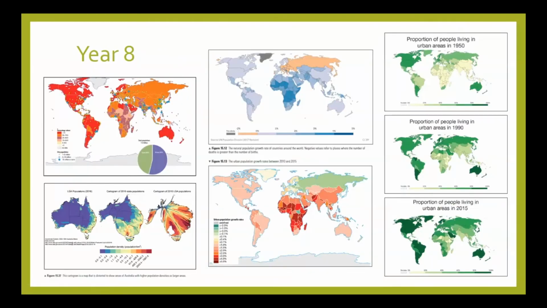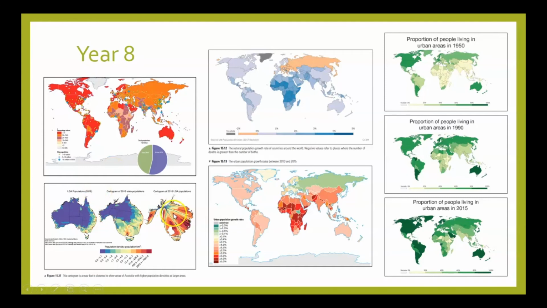Some other types of data that Year 8s might see are things like, here we've got a choropleth map of the urban population, and overlaid onto that is the size of cities. So students can see not only which areas have the highest urban population, but also whether that urban population is confined to large cities such as megacities, or just spread more evenly over smaller cities.